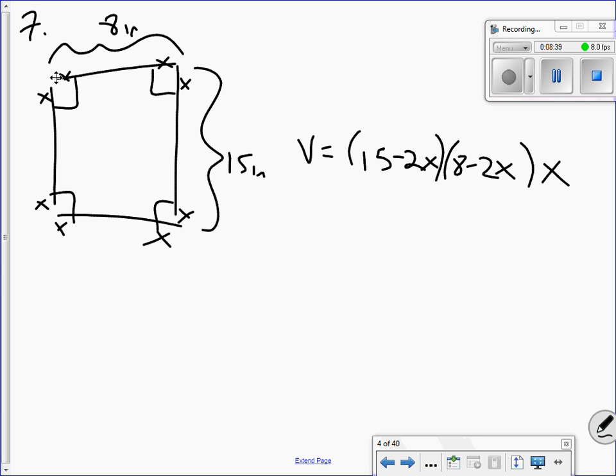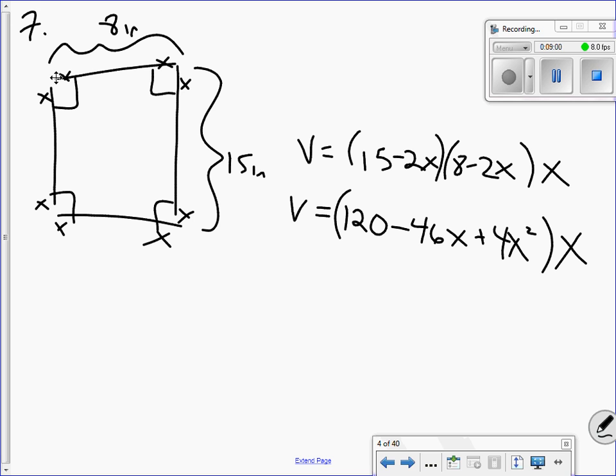So we're going to distribute, and then we'll multiply by the x. We'll just multiply these two out. What's 15 times 8? So we have 120. We have a minus 30x and a minus 16x. Can I combine them? Minus 46x plus 4x squared. We got to multiply through by the x. So our volume, can we change the order? All right, so what's it going to be? 4x cubed minus 46x squared plus 120x.